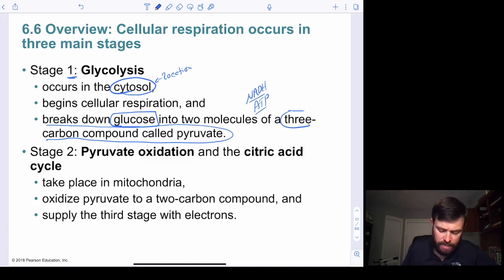Stage 2 is the pyruvate oxidation and the citric acid cycle. We generally lump those together, and so the Poggle kind of did that as well. We just didn't really talk about that. It does now take place in the mitochondria. So there's your location.